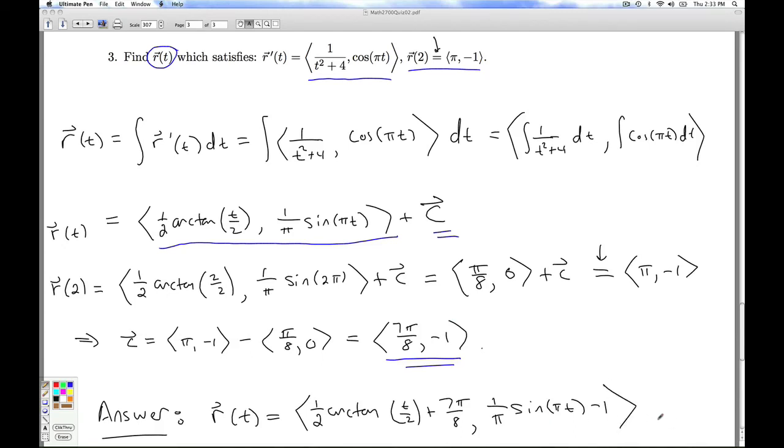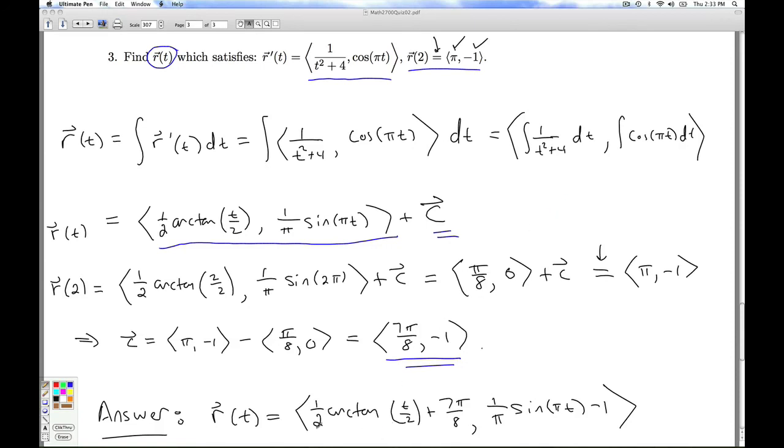And how could you check this? Well, plug in t equals 2. You get 2 over 2. Arctangent of 1, pi over 4 times 1/2 is pi over 8. Pi over 8 plus 7 pi over 8 gives you the pi. Plug in 2 here. Sine of 2 pi is 0. 1 over pi times 0 minus 1 gives you the negative 1. So the initial condition is satisfied.